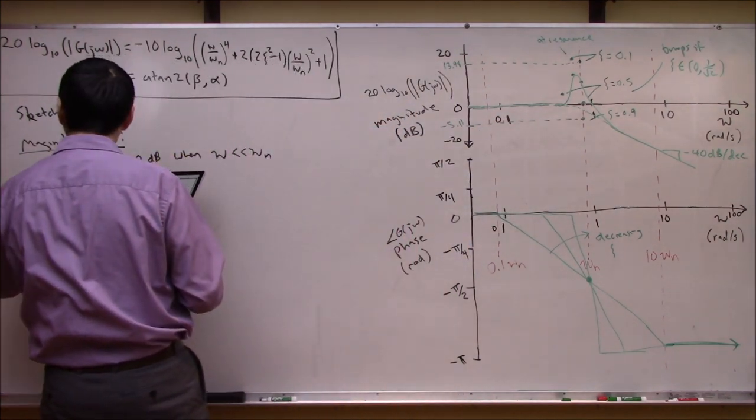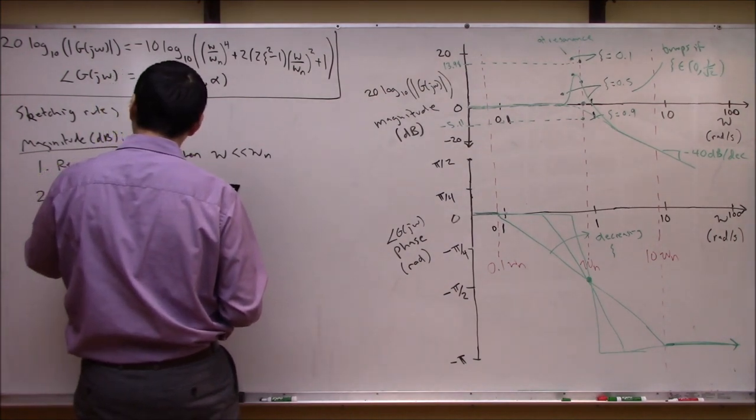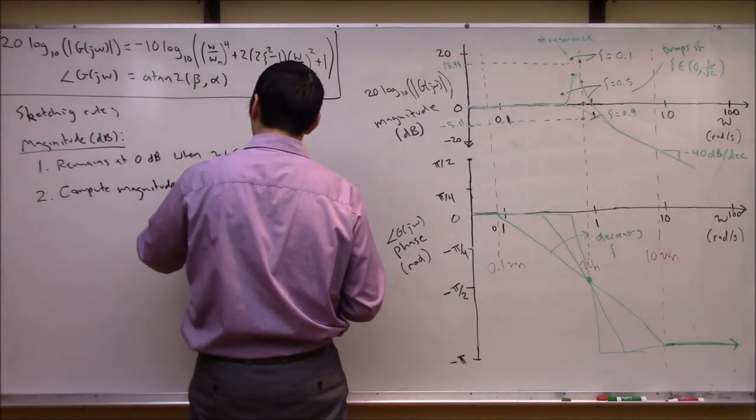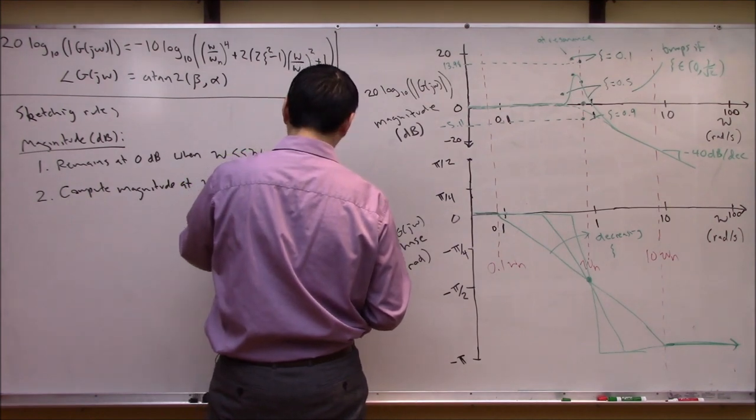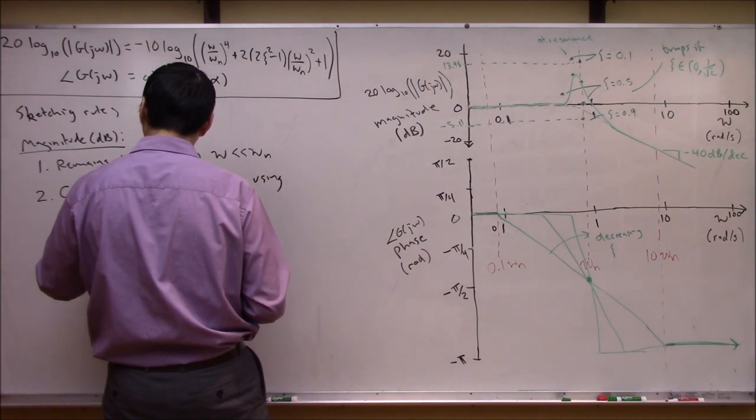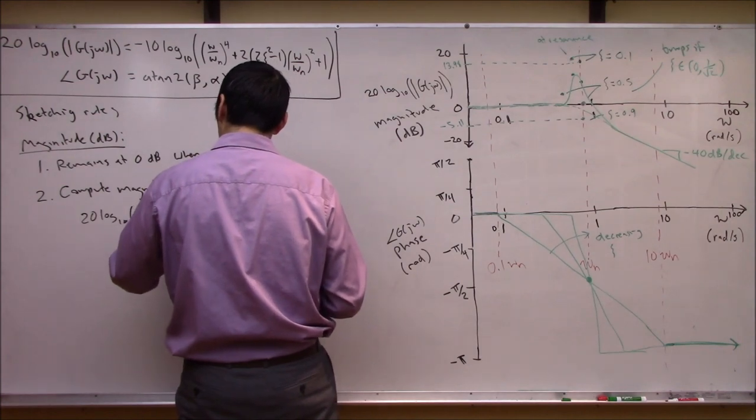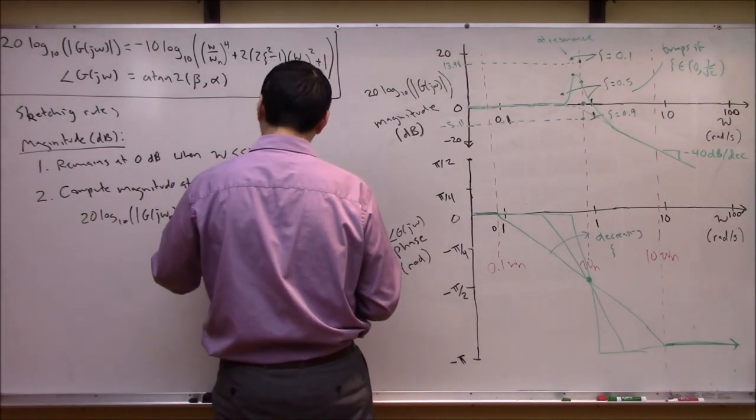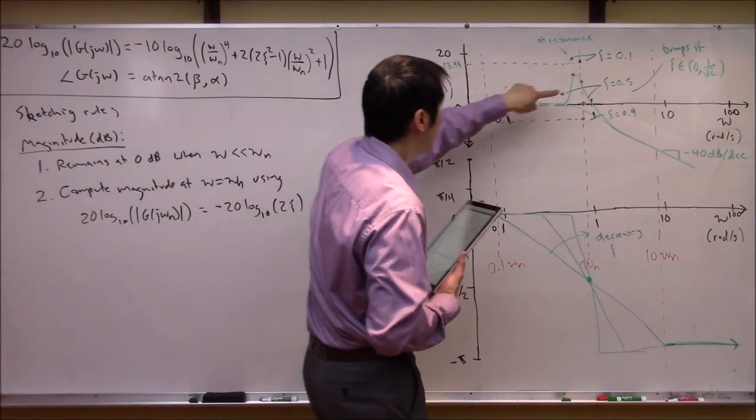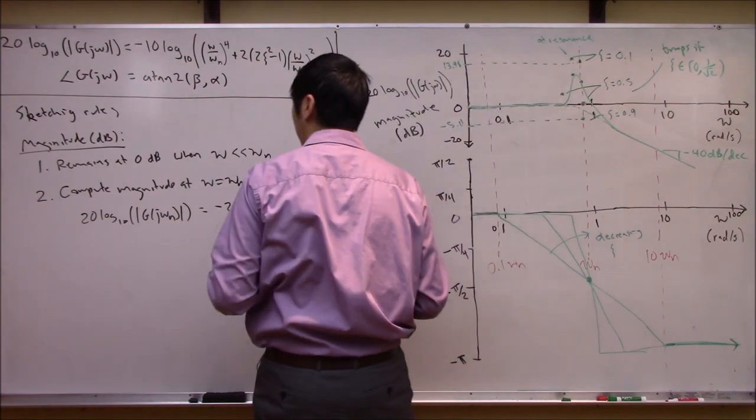Now, step two: you can compute the magnitude at omega equal to omega n using the formula we just did earlier. You can use 20 times log base 10 of the magnitude of G of j omega n, which was equal to minus 20 times log base 10 of 2 zeta. That will give you these dots along the red line, which is at the natural frequency.